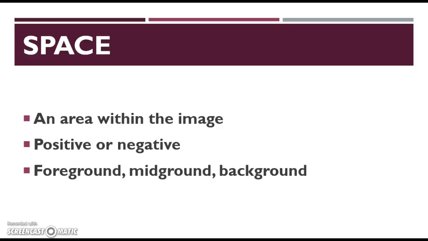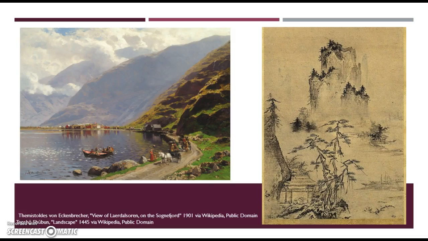The other part of it is foreground, midground, and background, where the foreground is the closest thing to the viewer, the midground is the middle distance, and the background is the furthest away thing from the viewer. So these are two paintings that they both portray mountains that are sort of disappearing into the distance, but they each use a different aspect of space to create that distance.